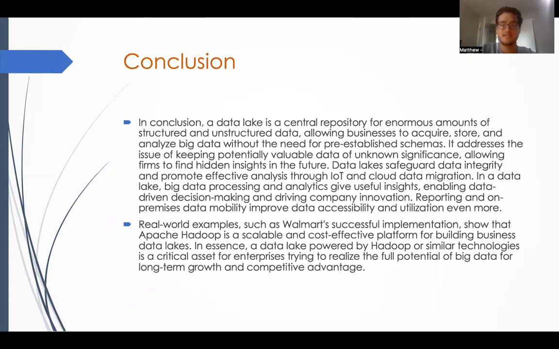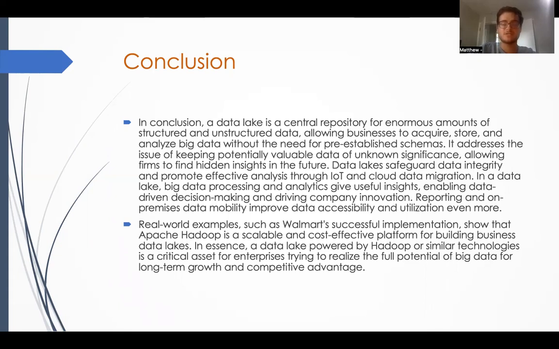So in conclusion, a data lake is a central repository for enormous amounts of structured and unstructured data, allowing businesses to acquire, store, and analyze big data without the need for pre-established schemas. It addresses the issue of keeping potentially valuable data of unknown significance, allowing firms to find hidden insights in the future. Data lakes safeguard data integrity and promote effective analysis through IoT and cloud data migration. And in a data lake, big data processing and analytics give useful insights, enabling data-driven decision-making and driving company innovation, while reporting and on-premises data mobility improve data accessibility and utilization even more.